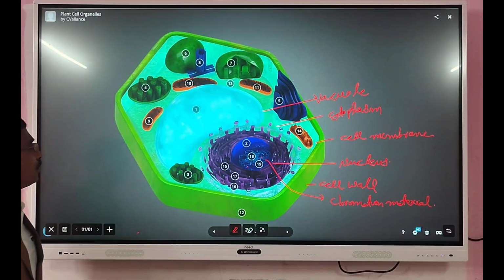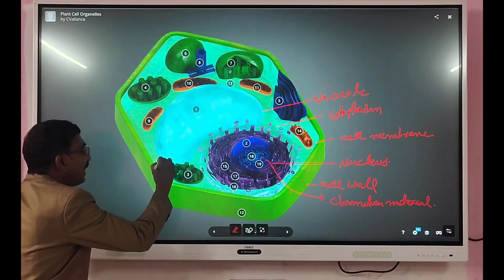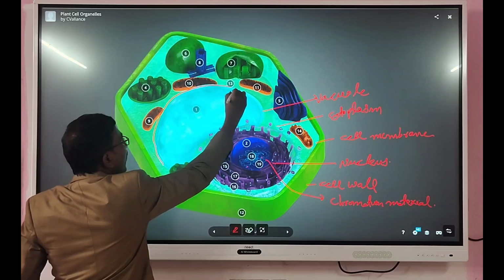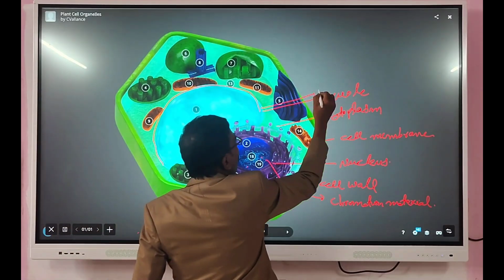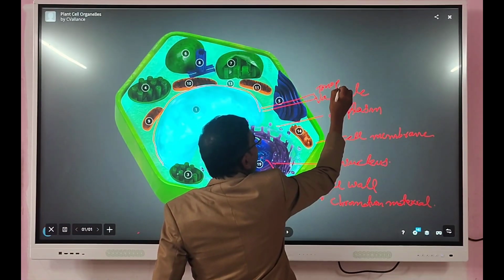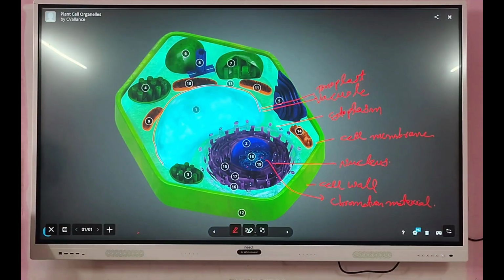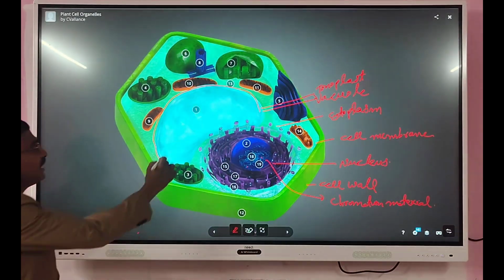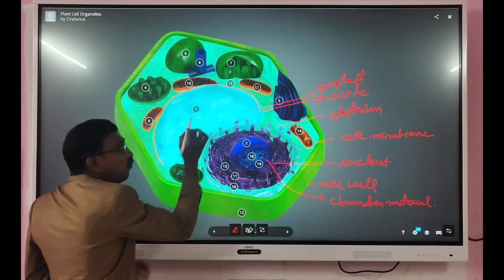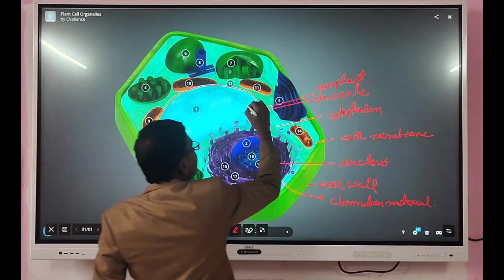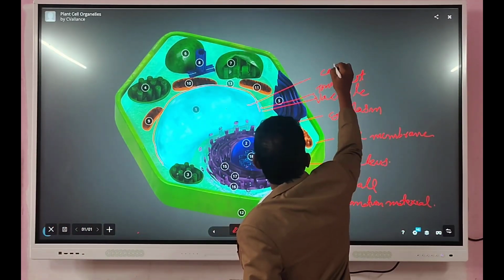The vacuole is surrounded by a layer. This layer is called tonoplast. The tonoplast contains fluid. The fluid is called cell sap.